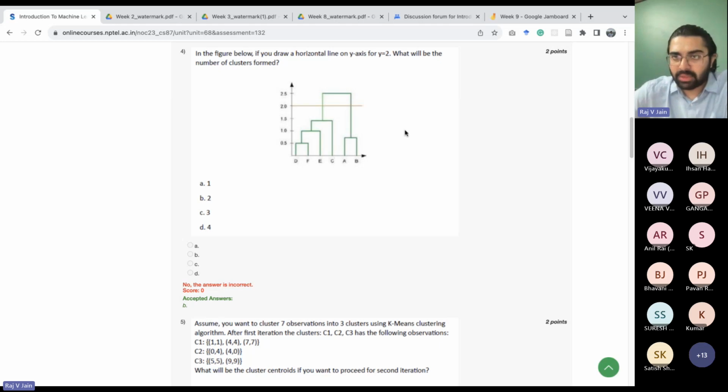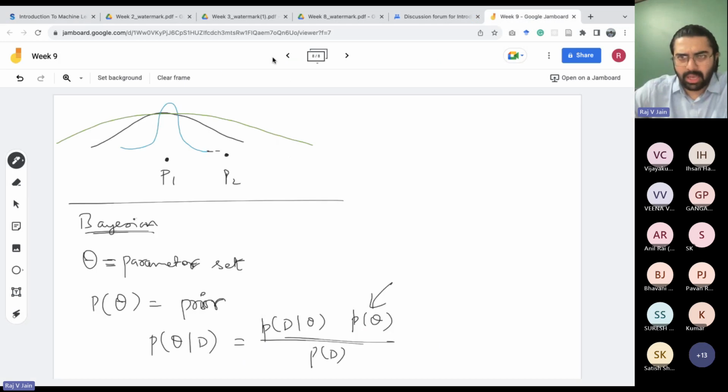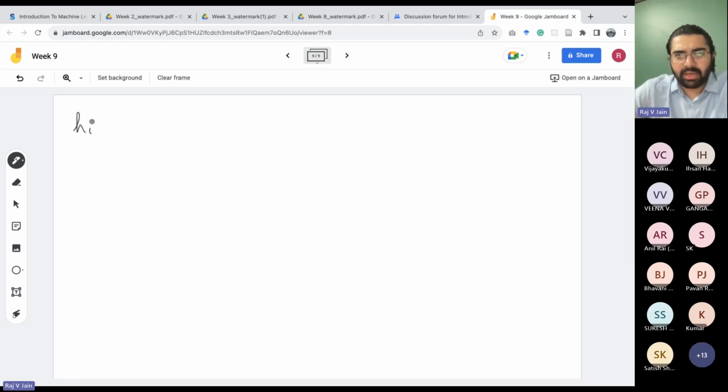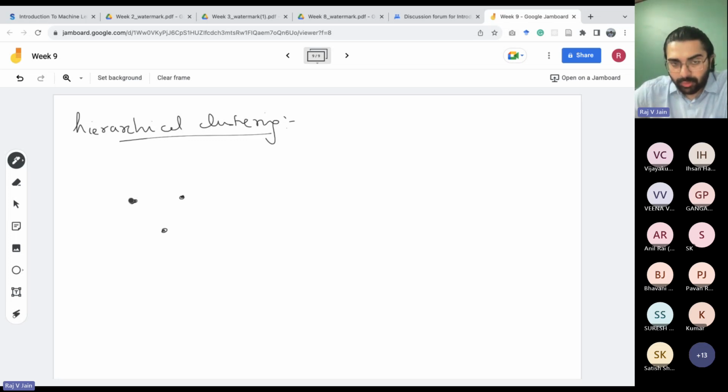And how do you form dendrograms? Look at the way you do hierarchical clustering. In hierarchical clustering, you say all the points are individual clusters, and then you look at the pairwise distances between those points. Whichever pair has the smallest distance, you cluster first, and then go on like that. That process is represented as a dendrogram.